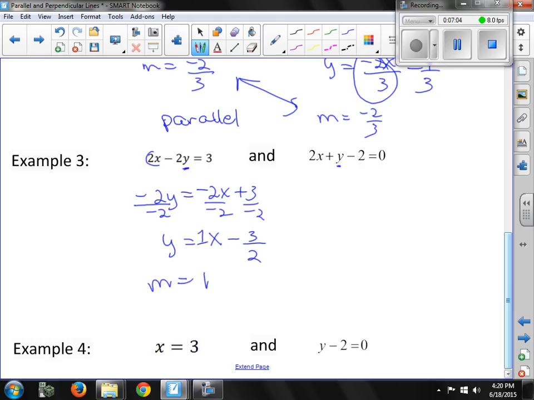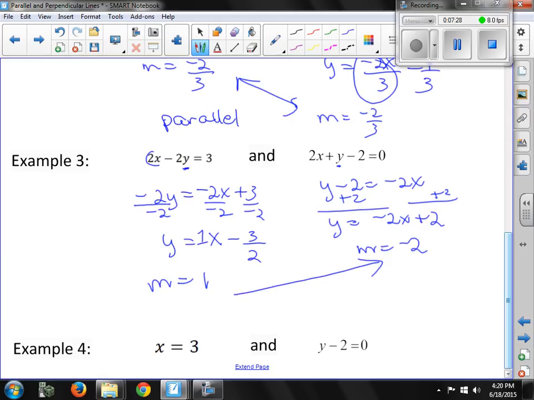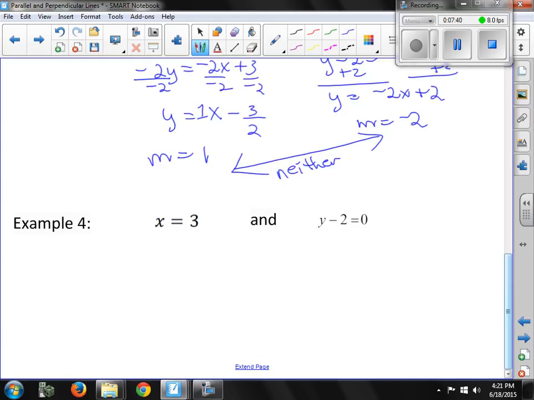Let's solve this one for y. Well, let's see, I'm going to subtract the 2x, so y minus 2 equals negative 2x. Now I'm going to add the 2 to each side. Y equals negative 2x plus 2. The slope of this line is negative 2. When I compare these, they are opposite signs, but they're certainly not reciprocals. So these two lines are neither perpendicular nor parallel.